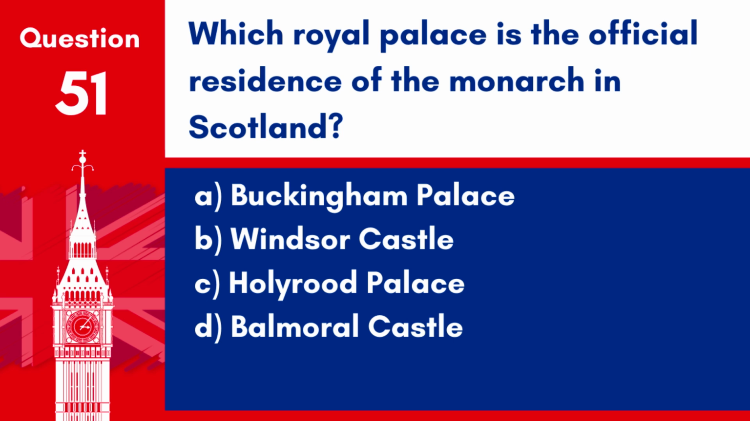Question 51. Which royal palace is the official residence of the monarch in Scotland? A. Buckingham Palace. B. Windsor Castle. C. Holyrood Palace. D. Balmoral Castle. Answer. C. Holyrood Palace. Holyrood Palace is the official residence of the monarch in Scotland.